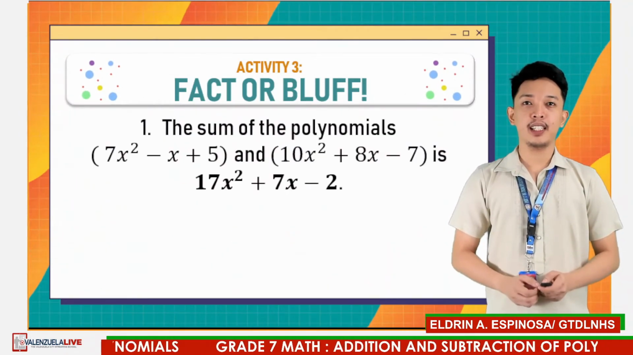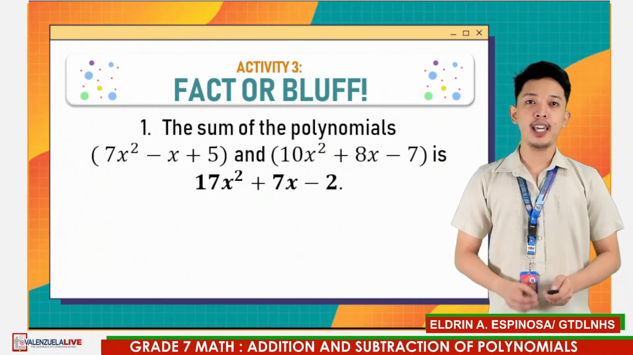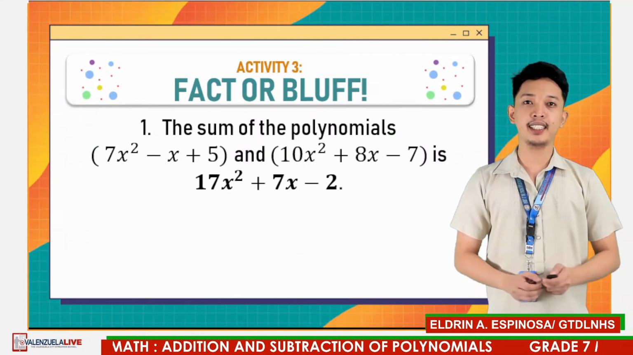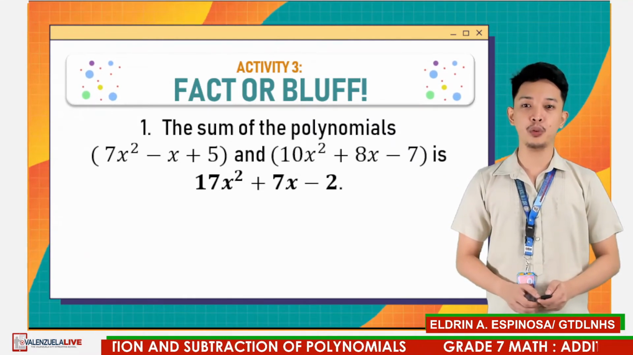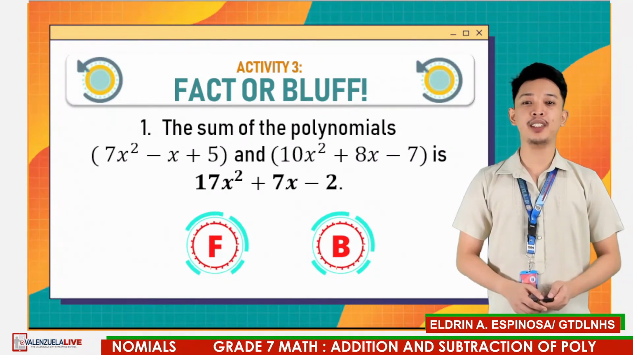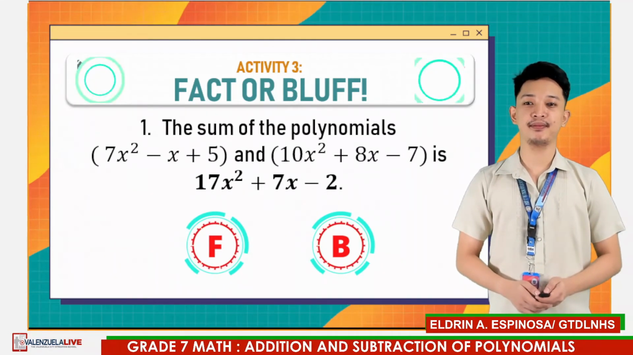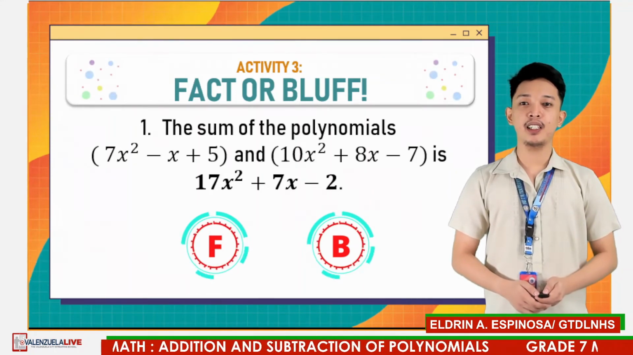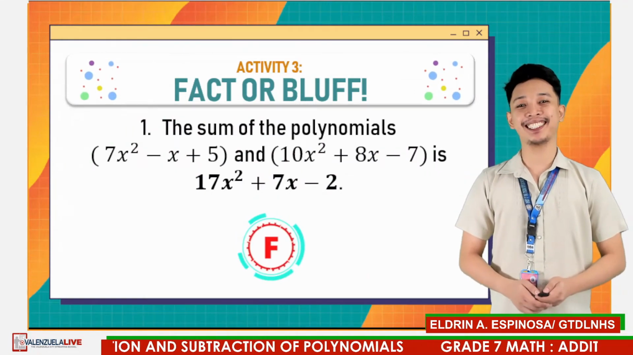Number 1. The sum of the polynomials 7x squared minus x plus 5 and 10x squared plus 8x minus 7 is 17x squared plus 7x minus 2. Is it F or B? You have 5 seconds to answer. Go! If your answer is letter F, then you are correct.